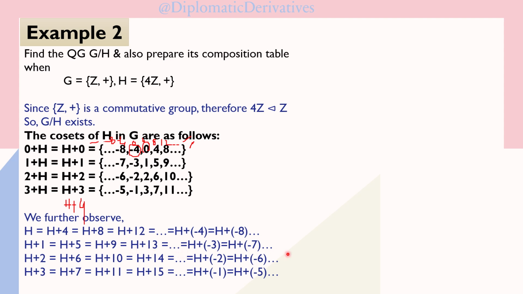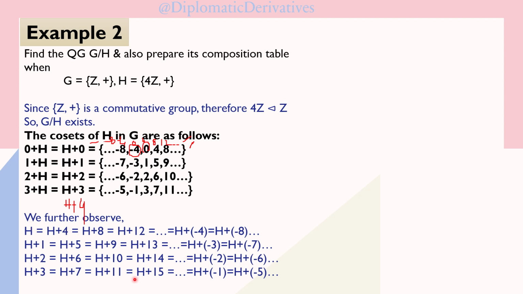Similarly on the negative side. Again, h plus 2 will be equal to h plus 6, which will be equal to h plus 10 and so on, also on the negative side. And similar is the case with h plus 3. So in this way, everything is going to get repeated. What does this mean? That these are only the unique ones, and the rest are all repetitions.